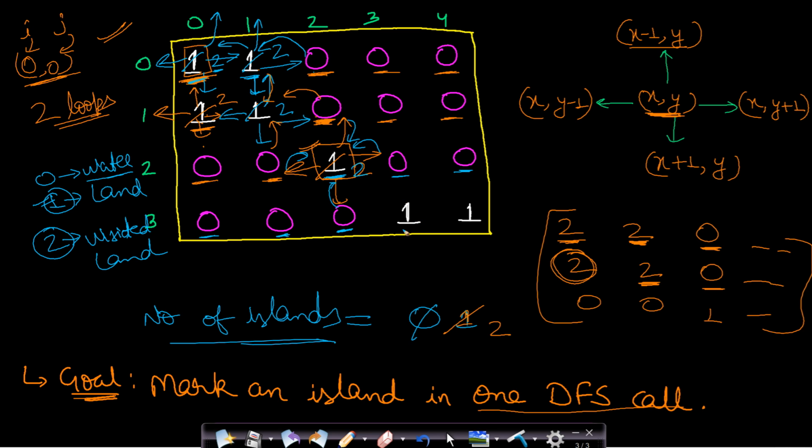After that, we will encounter this 1. Now since we have encountered a 1, this indicates that we have found a new island. Because in every DFS call, we are making sure that all the pieces of land which are present in an island are marked. And since we are finding a new one, this indicates that this is a new island. So we will increase the number of islands. It will now become 3.